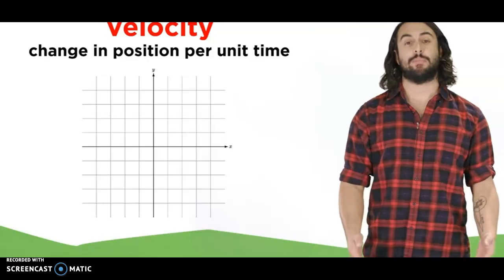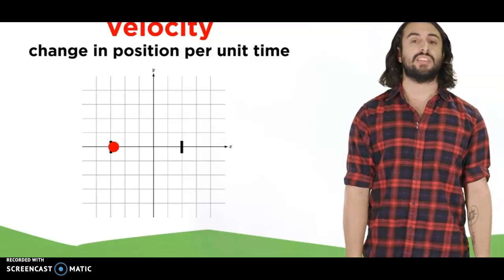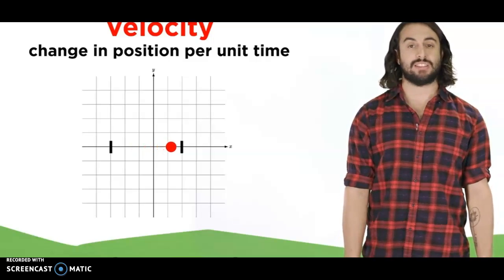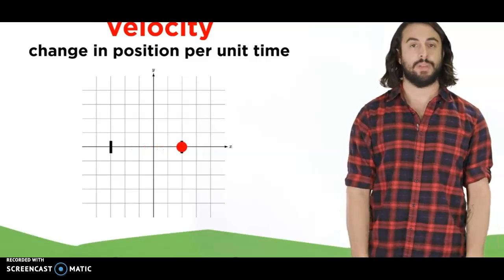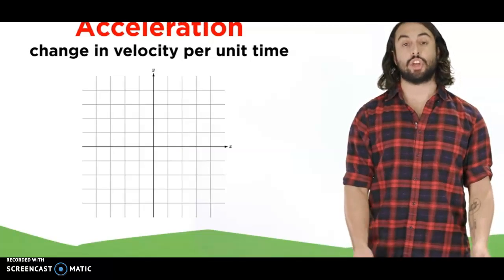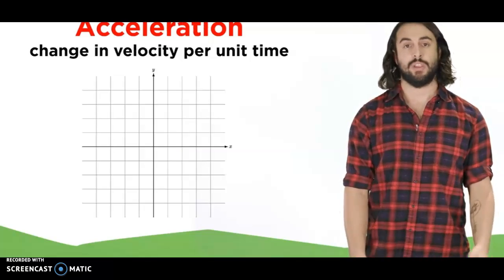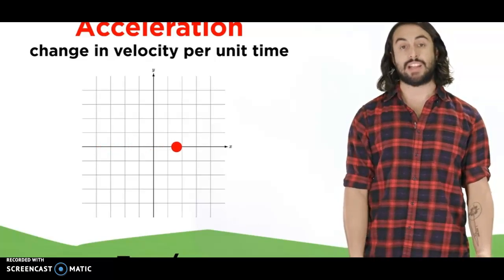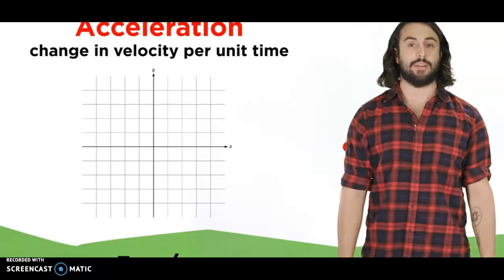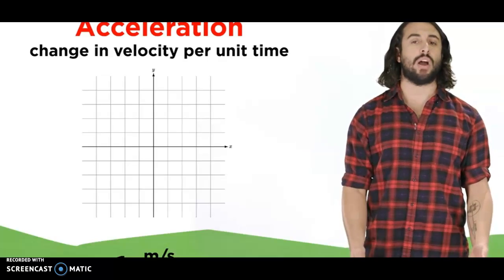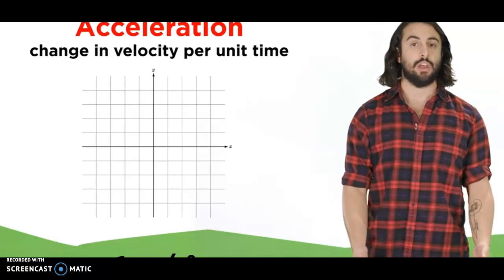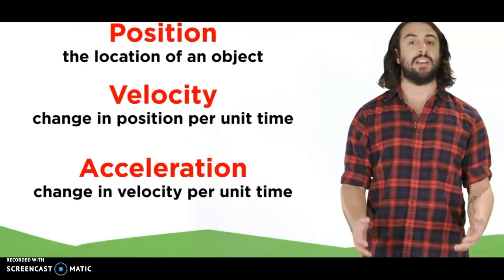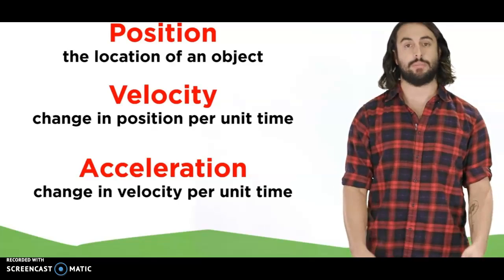Velocity is the change in position over time. So if this object travels 5 meters in 5 seconds, it is traveling at a velocity of 1 meter per second. And acceleration is the change in velocity over time. So if this object starts at a standstill and over 5 seconds gradually speeds up to 5 meters per second, then it is accelerating at 1 meter per second, or 1 meter per second squared. So that's how we define position, velocity, and acceleration.